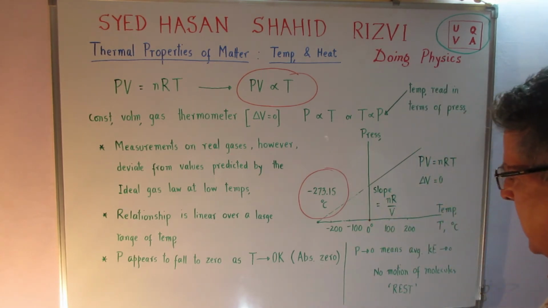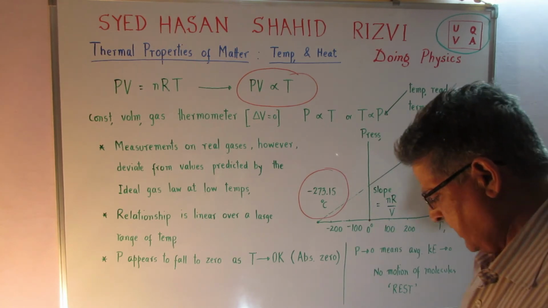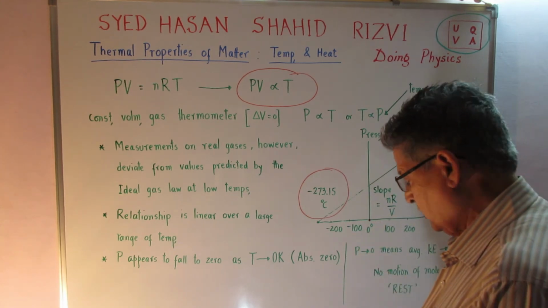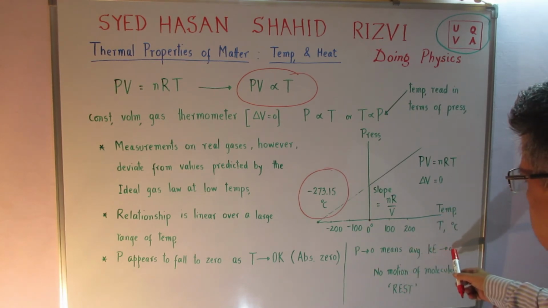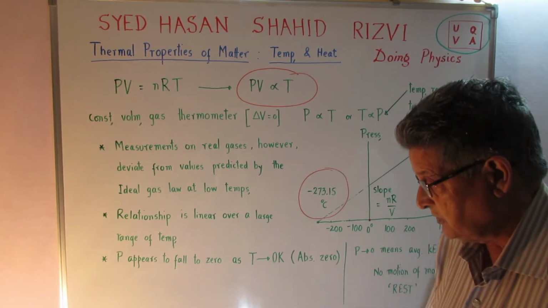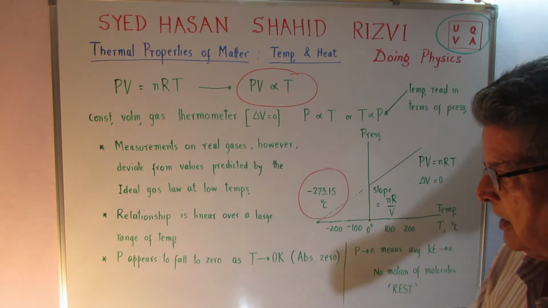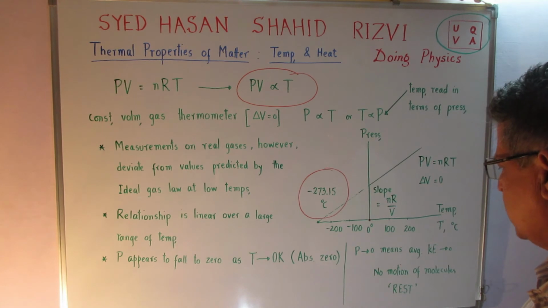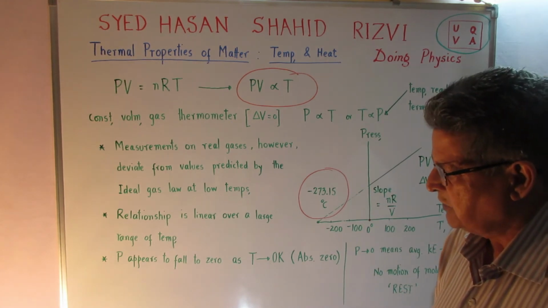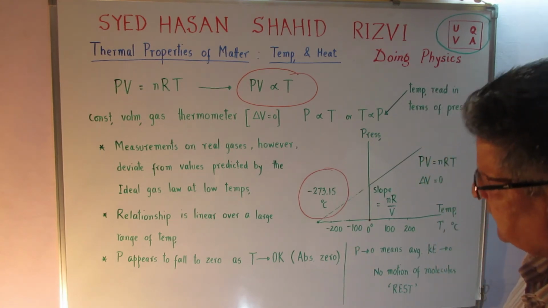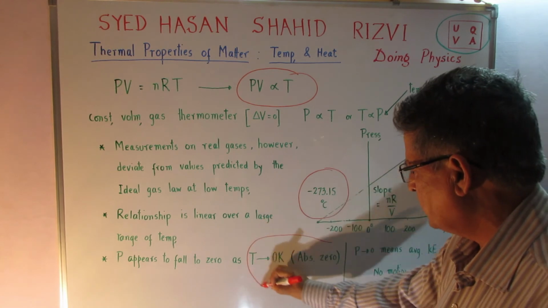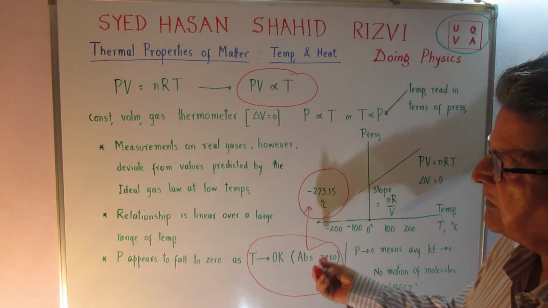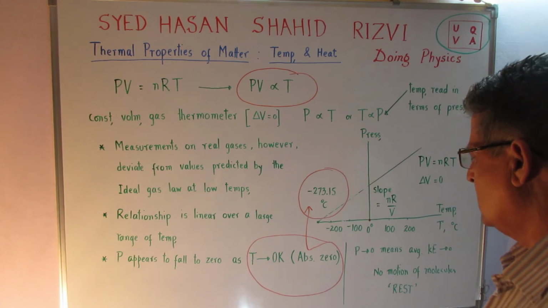Pressure is explained in terms of the average kinetic energy of the molecules which constitute the gas, which means if P tends to zero, then the average kinetic energy also tends to zero, which means that the velocity of the molecules also goes to zero. There is no motion of molecules, and therefore we can say that the molecules are at rest. So this temperature is taken as absolute zero, and this is the Kelvin scale of temperature, in honor of Lord Kelvin.